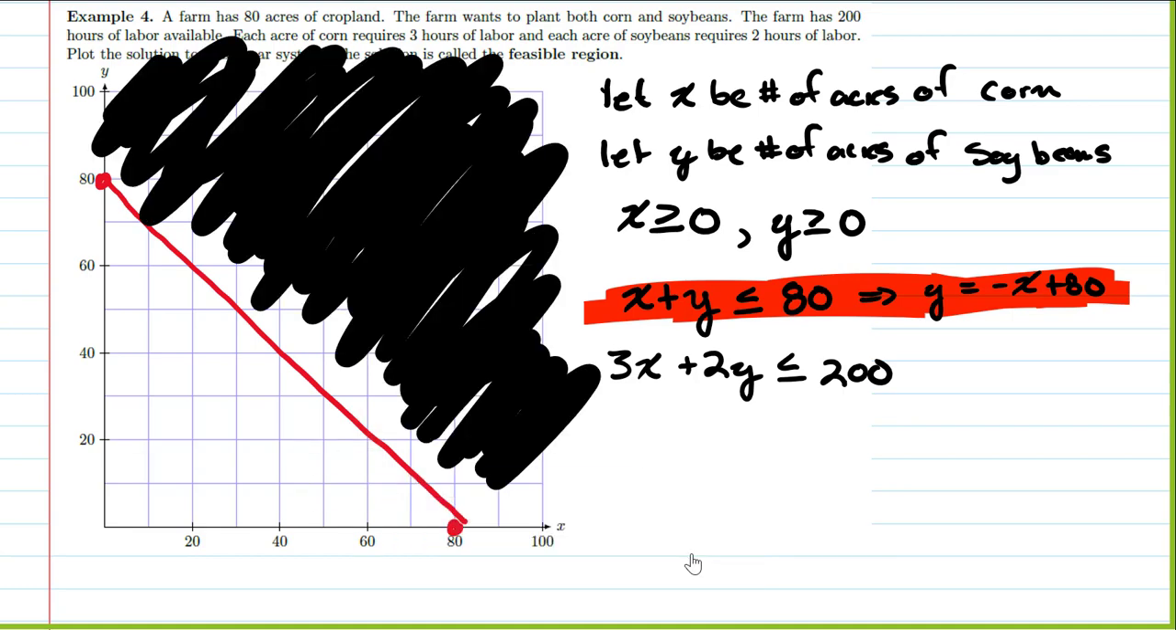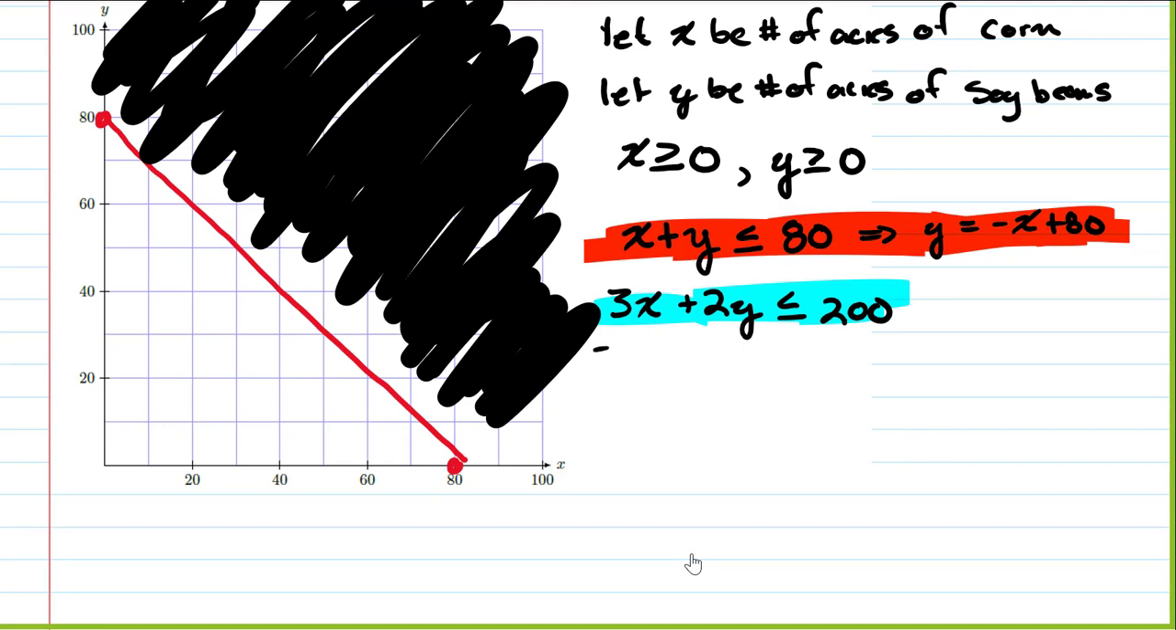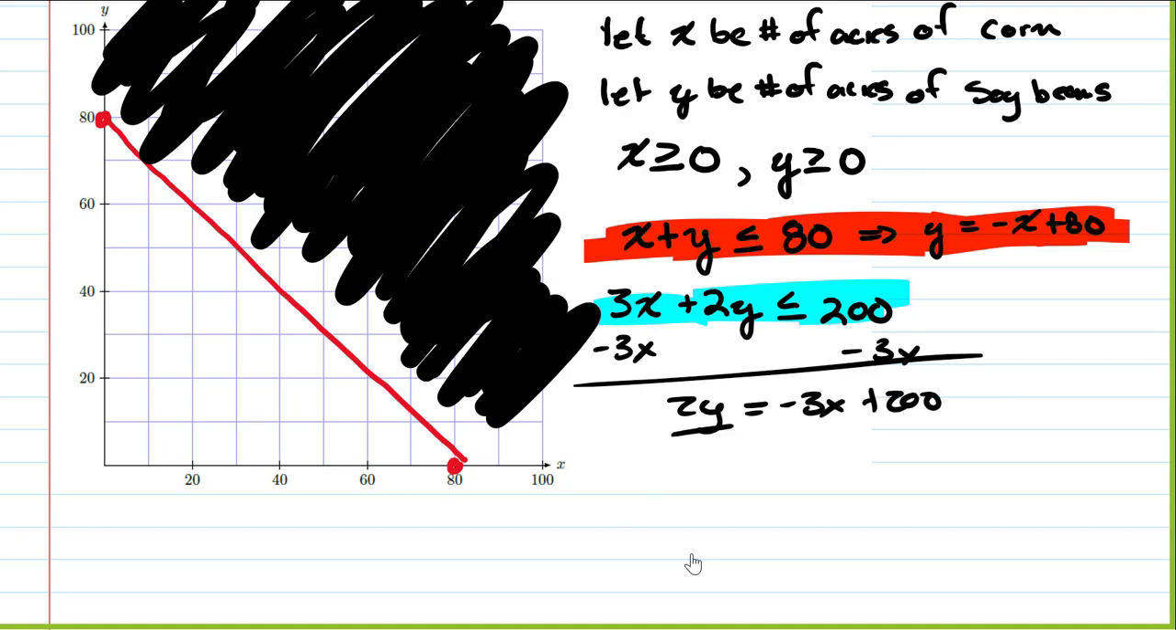So we have our second equation, and let's go ahead and do our intercept method or something. So let's see. We need to graph this guy. So we minus 3x, we minus 3x, gives us 2y is equal to negative 3x plus 200, divide by 2, divide by 2, divide by 2. And we get y is negative 3 over 2x plus 100.